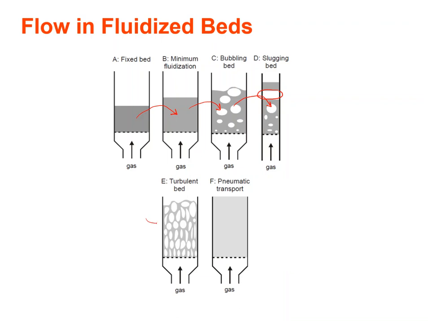Then I increase it more, I can reach something called a turbulent bed. It's like boiling. The fluid will be similar to how it boils. And finally, if I increase the velocity even more, I will have what is called pneumatic transport. So I am transporting the particles. If I'm not keeping them here by any means, they are just going to go out of the bed. This is why it is called pneumatic transport. Pneumatic means I'm using pressure to transport fluids from one place to the other place.